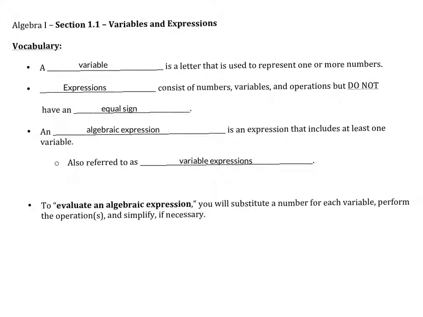In your homework, you're going to see a phrase that says, evaluate an algebraic expression. In order to evaluate an algebraic expression, what you're going to do is substitute a number, and that number will be given to you for each variable, perform whatever operation is present, simplify it if necessary. So again, you're going to plug the number in, which the fancy way to say that is substitute, figure out what it is according to whatever operation is in the problem, and then just simplify it for your final answer. We'll see some examples of that in the following slide.